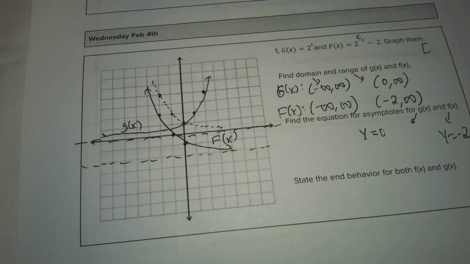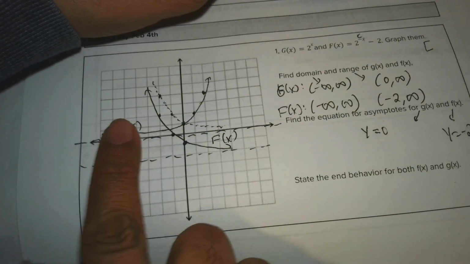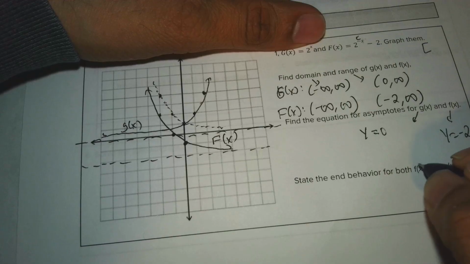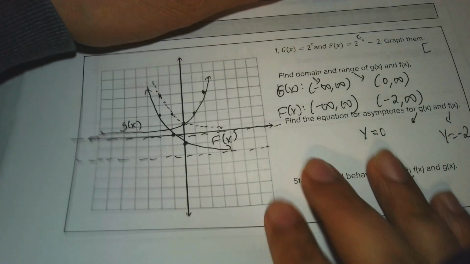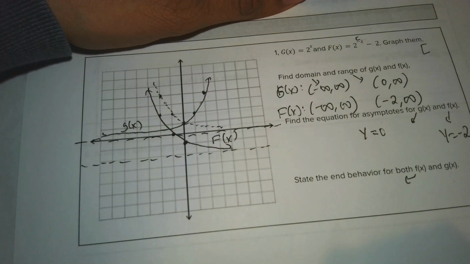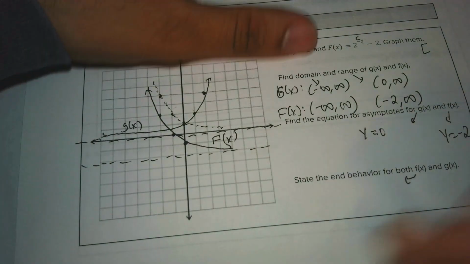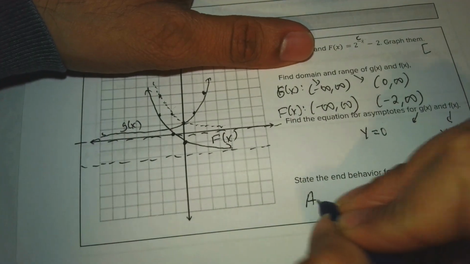State the end behavior for both f of x and g of x. So when you talk about end behavior, you want to talk about both the ends. I'm just going to start with f of x. Interesting. Why do you say f of x first? So f of x is this new graph, right? Let's talk about the left end.